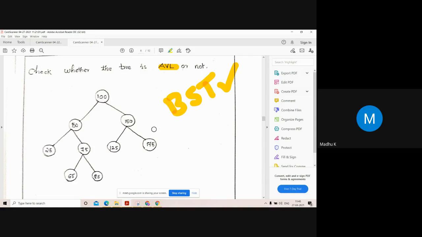So how can we check whether this tree is AVL or not? What procedure do we want to follow? Anyone? We need to get the balance factor of each node. If the balance factor of each node is -1, 0, or 1, then it is an AVL tree. We need to check the balance factor.